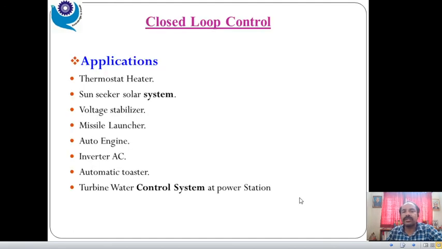Some more applications that we can see: thermostat heater, sun seeker solar system, or you can say sun tracker. In a sun tracker, if we use an LDR, light dependent resistor, depending upon the light intensity, the resistance of that LDR changes. So when we use such a sensor in a sun tracker, on a solar panel, that sensor senses the light of the sun continuously as it is moving in orbit.